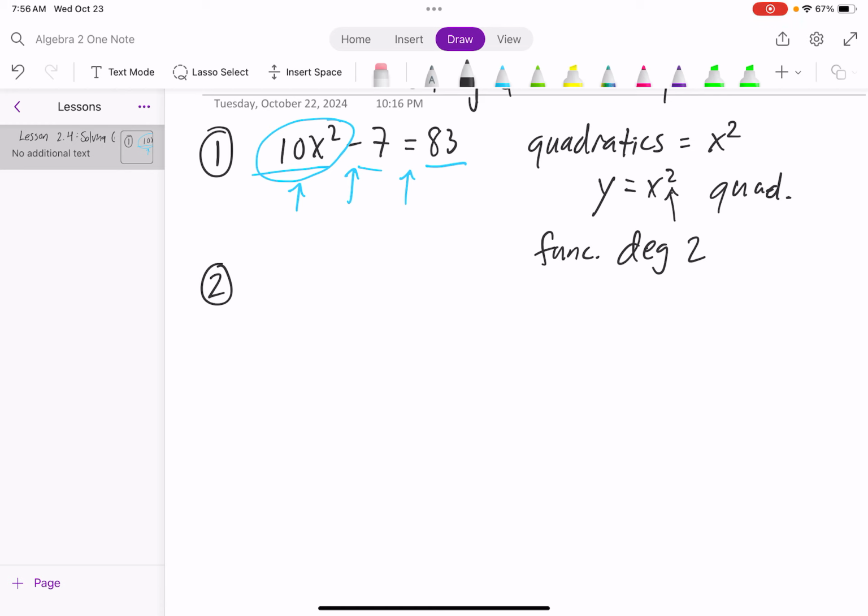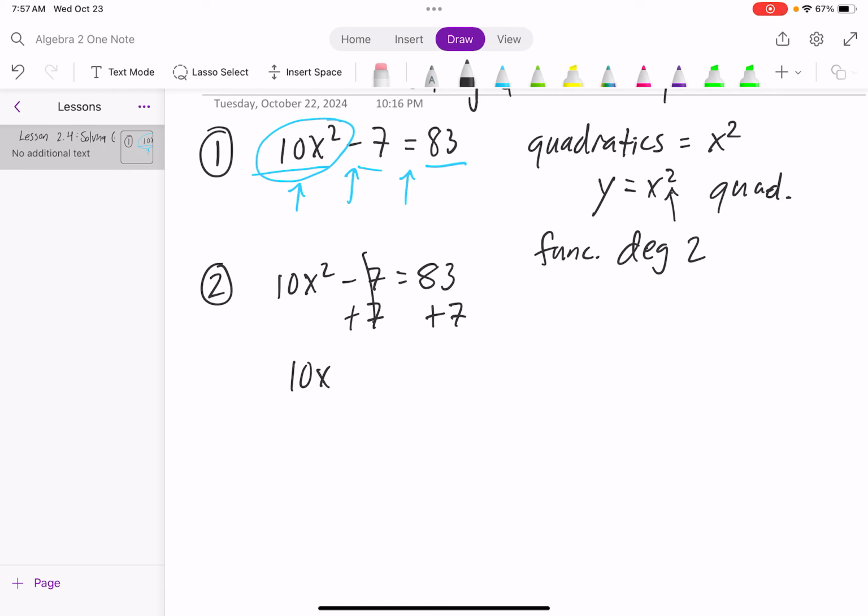For number 2, it says to solve the quadratic using the square root method. So we have 10x squared minus 7 is 83. Now, with the square root method, we have to isolate the x squared and then solve for the x using a square root. So we're going to do the inverse, basically solve the way you would solve it, just by logic. We're going to isolate the 10x squared by getting rid of that negative 7. Move that 7 to the right, by canceling, doing the opposite.